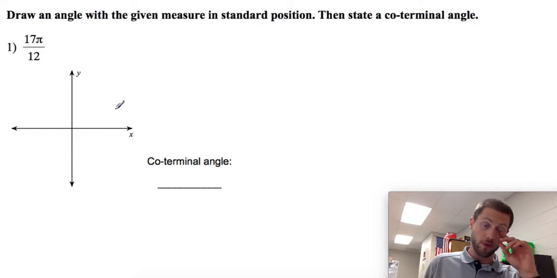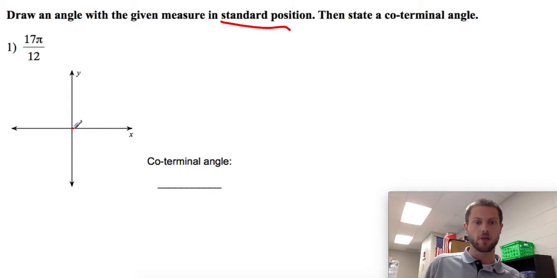So really what I have to remember to start off is that in any standard position angle, my initial side is going to always begin on the x-axis, running along in the positive direction. If I'm opening up in a positive direction, I'm going to open up in a counterclockwise fashion. If I'm going negative, then I would open up in a clockwise fashion. This is a positive angle, so I'm going to be rotating counterclockwise. The question is, how far am I rotating this thing?